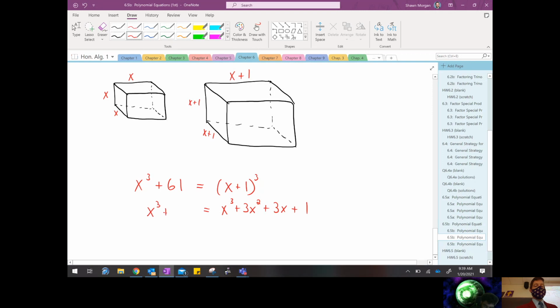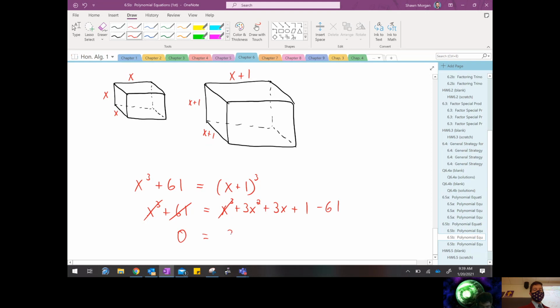Now, what type of equation is this? It's not quadratic yet. It's cubic. And how many solutions does a cubic equation have? 3. However, what can I do to both sides to make it really quick and easy? Subtract x cubed from both sides, subtract 61 from both sides, and then wham, bam, thank you, ma'am.